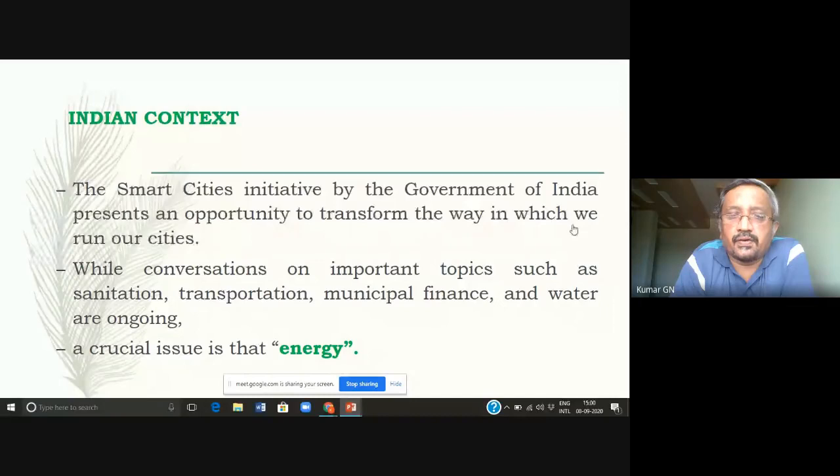In the beginning I told you, when the government of India proposed this idea, the work started. But mainly people are talking about sanitation or transportation, that is, road building or changing the shape of buildings, municipal finance and water, etc. But nobody is talking about energy or the source of energy, whether electricity or fuel for transportation, because we have already seen that maybe 27% of the energy goes for transportation. So we have to see sustainable energy, and we should not import energy from other countries. Otherwise, our GDP or economy will fluctuate.